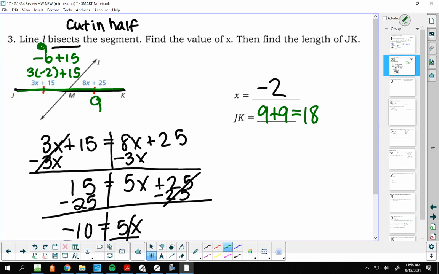So the whole length is 18. So you really want to make sure you know exactly what part they're asking for. So 9 plus 9. Okay, I see some of you working ahead.